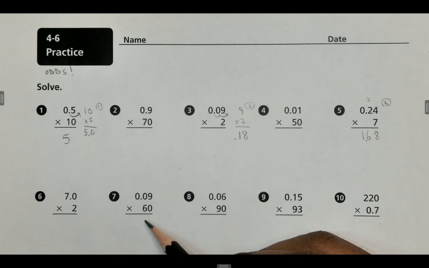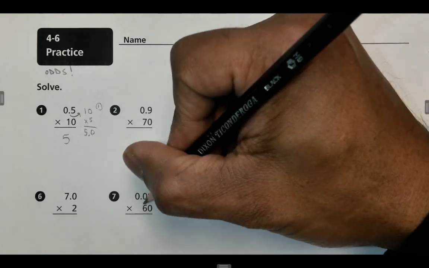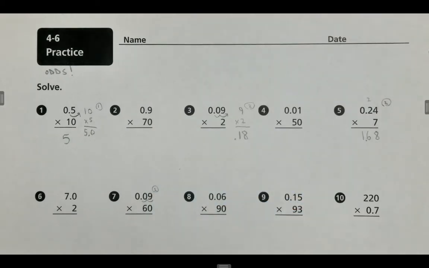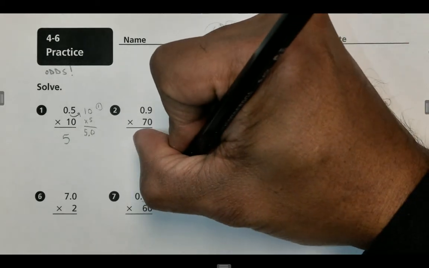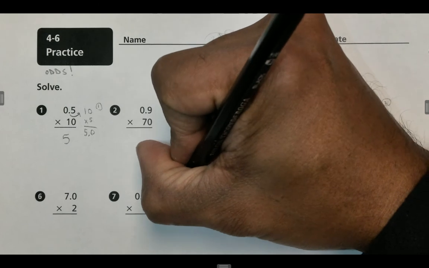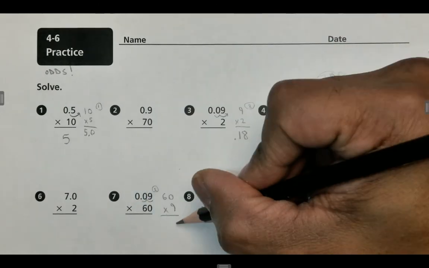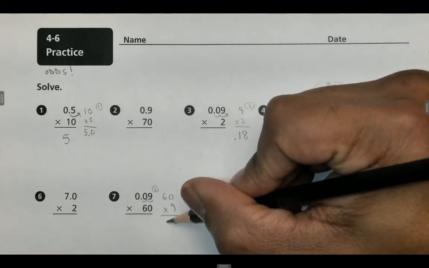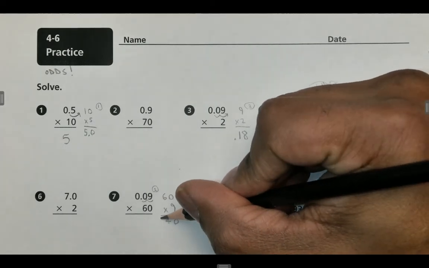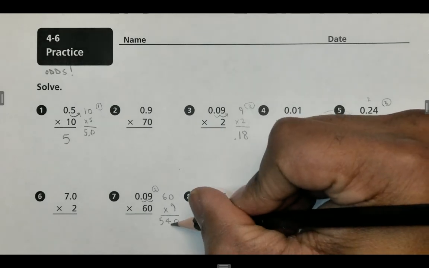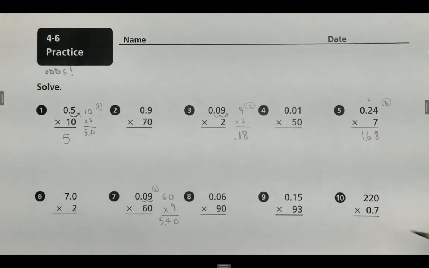Number 7. 2 pushes will do the job. Whoop, whoop. The new problem becomes 9 times 60. I'm going to rewrite that as 60 times 9. 9 times 0 is 0. 9 times 6 is 54. Come in two place values. Pew, pew. 5 and 40/100.